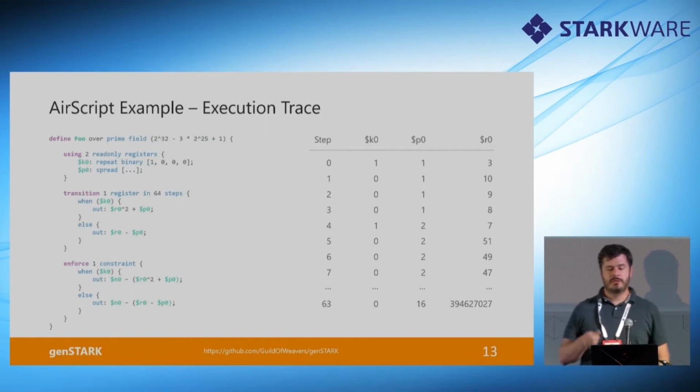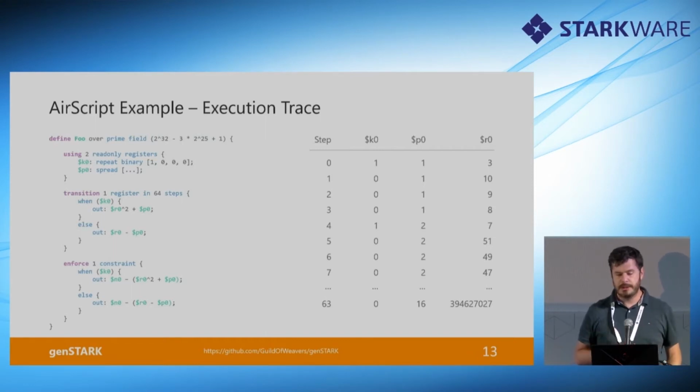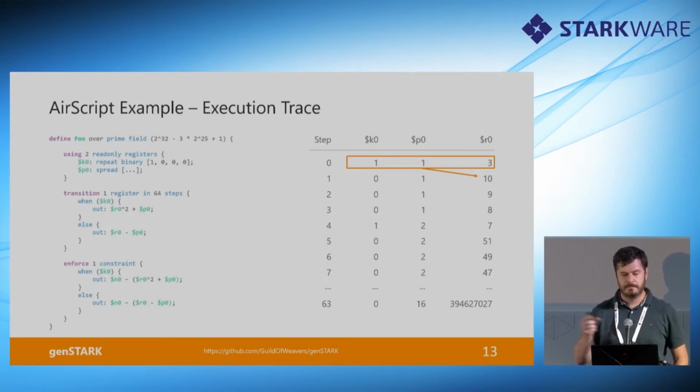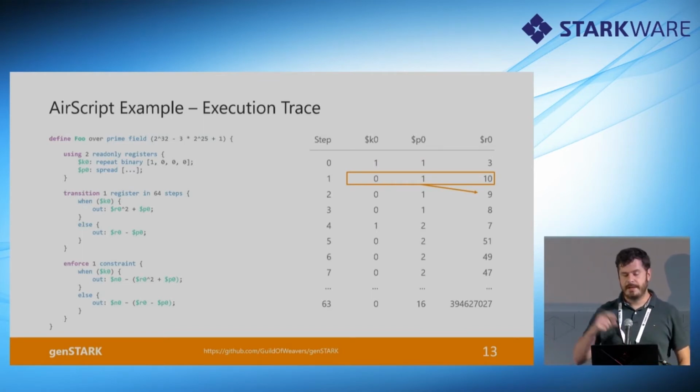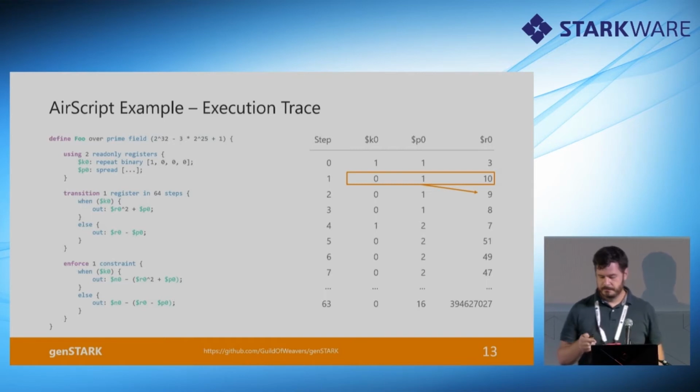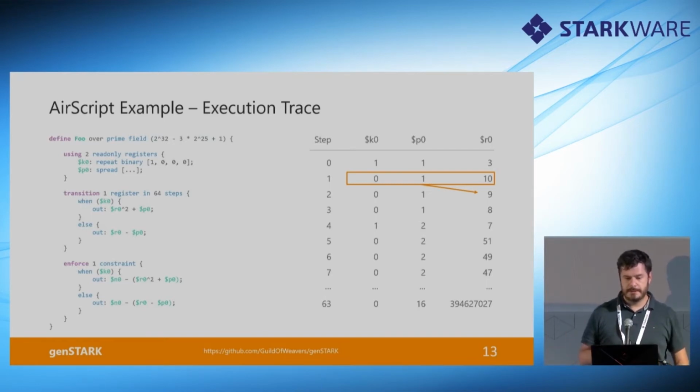And R0, we initialize it to value 3, and then the way we compute the execution trace is that we apply the transition function to the first row, and in this case, K0 is 1, so we square the value 3 and add 1 to it, so we get 10. The next step, we repeat the logic, but now K0 is 0, so we apply the second equation, which is just subtracting 1 from 10 in this case, and we get a 9. And then if we run this for 64 steps, we get to this 394 value at the bottom. So this is how the execution trace would look like.